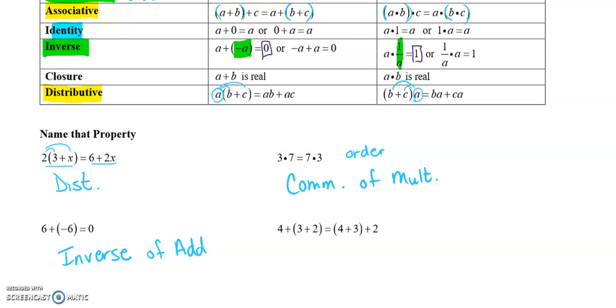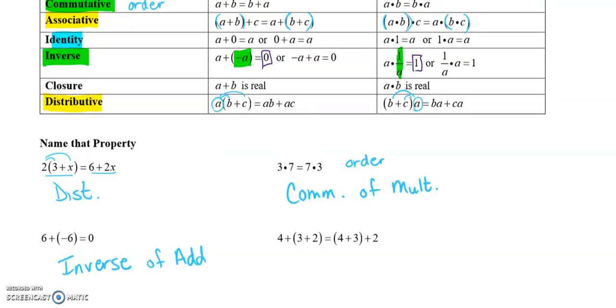And then if we look at the next one, we can see we've got some parentheses here, and the grouping has changed. The associative is where the grouping changes. So this would be associative of, in this case, addition, because we have addition within the problem. The order is still the same, 4, 3, 2 equals 4, 3, 2. We've just changed the grouping.